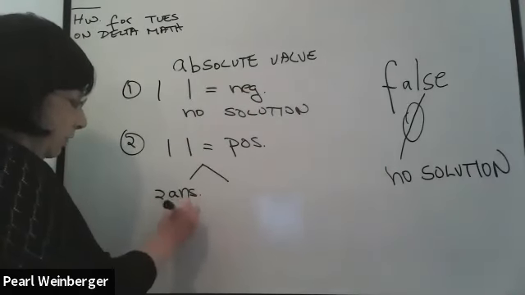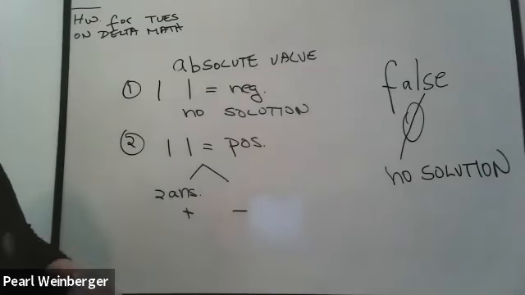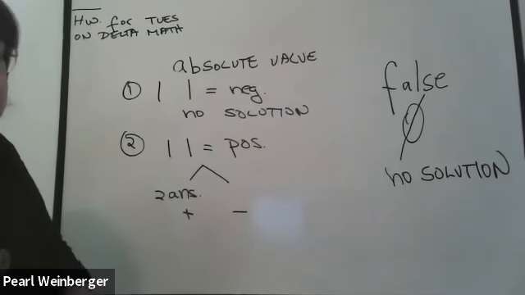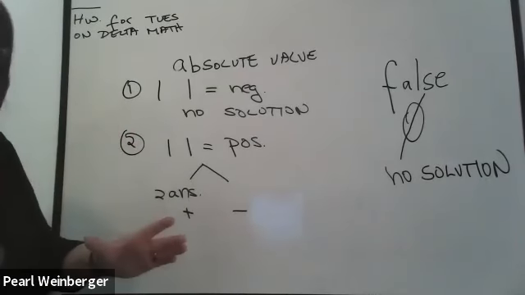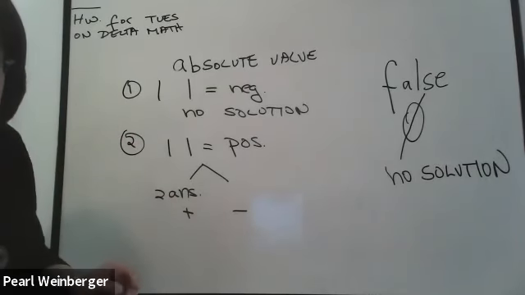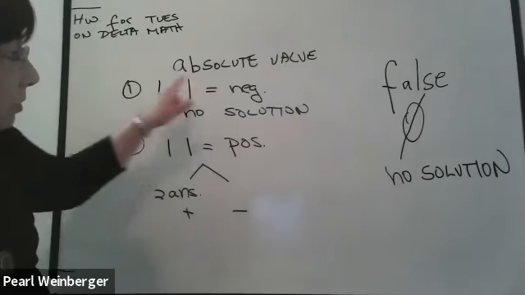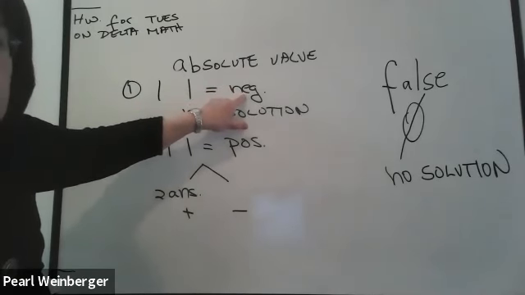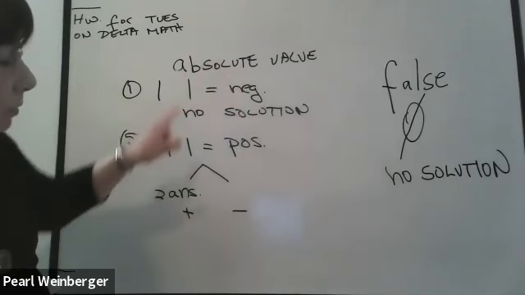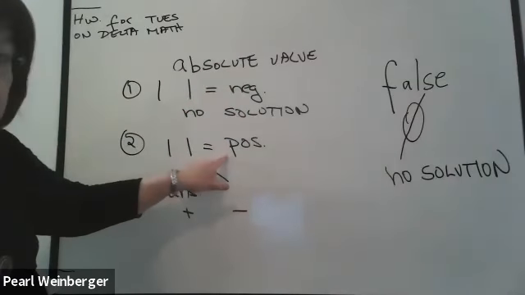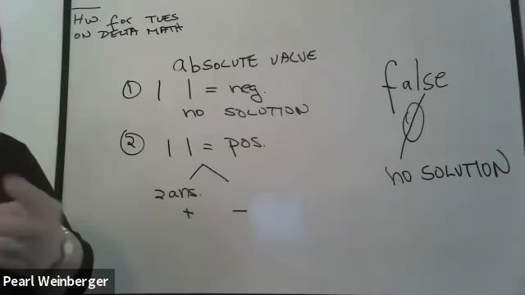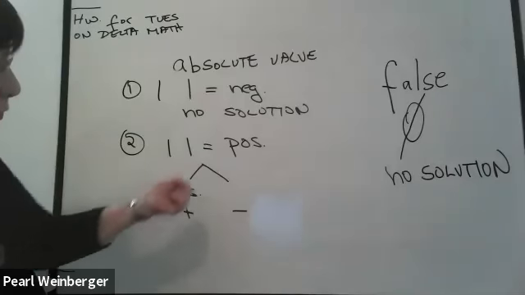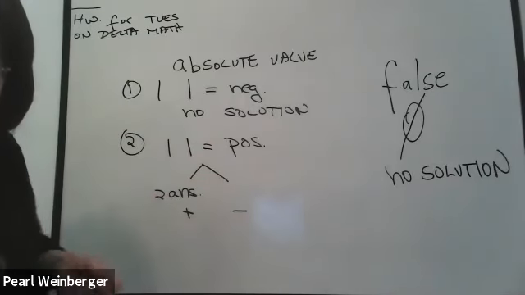One is the positive number, and one is the negative number. And that's basically all the rules that you need for solving absolute value equations. The one where it says equal, that's negative. That says no solution. Here, when the absolute value is equal to a negative number, it's impossible. There's no solution. But when the absolute value is equal to a positive number, then you have to come up with two answers. One answer being the positive number, one answer being the negative number.